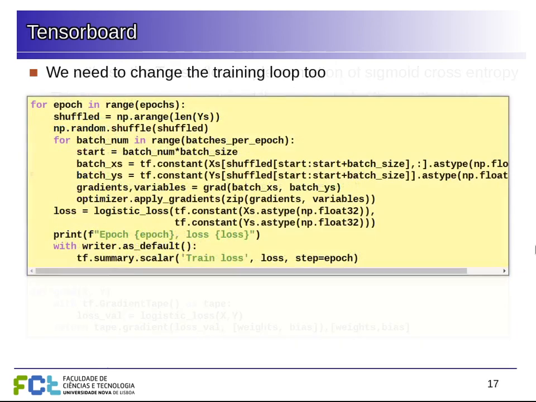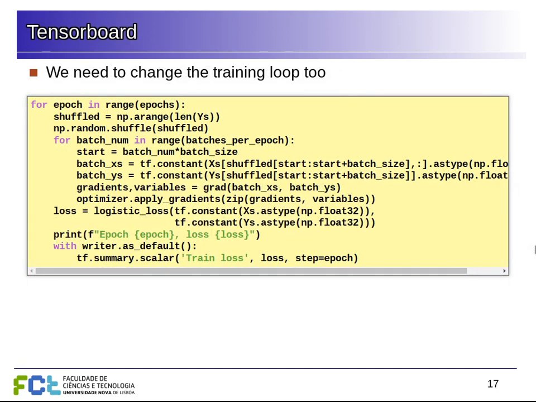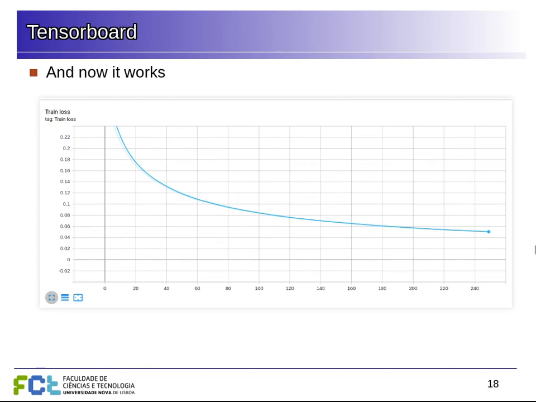Okay, so now if we do this, we can train. Remember that now for the loss function that we're going to put in our log, we also need to use the new function, the logistic loss here, because otherwise we could get, again, not a number in some cases there. And now you can see that it works, we don't have that problem anymore.